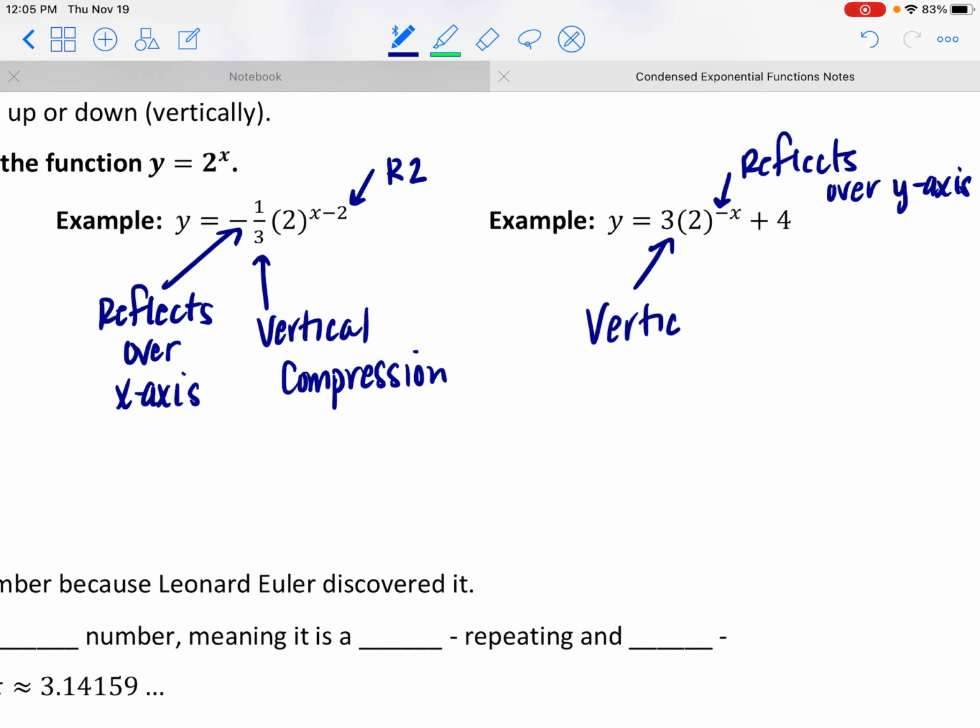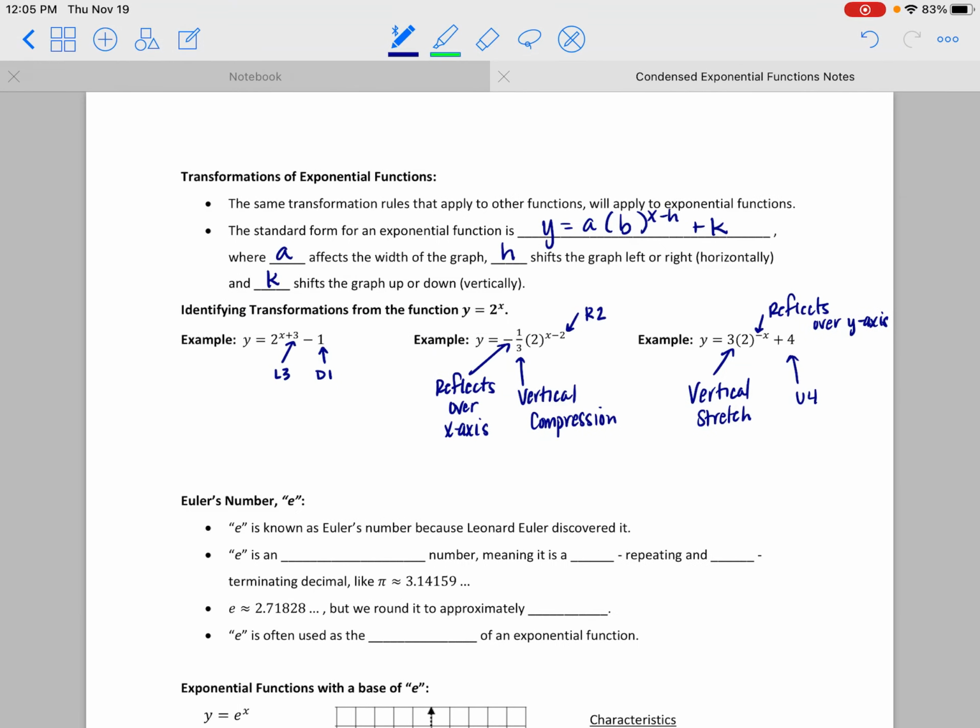This guy is going to be a vertical stretch of the graph. It's going to stretch out or increase the movement of the graph. So again, 2 to the x, we double, right? If after we double, we multiply by 3, it's going to be triple the double. So it's going to make that graph grow even faster. It's going to stretch it out. And then lastly, we've got this plus 4, which makes everything go up 4 units. Okay, so same transformations that we've talked about before.